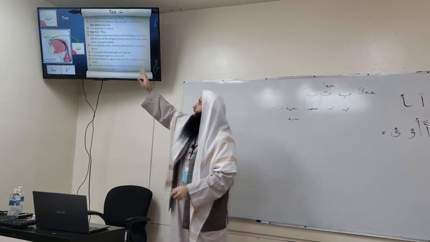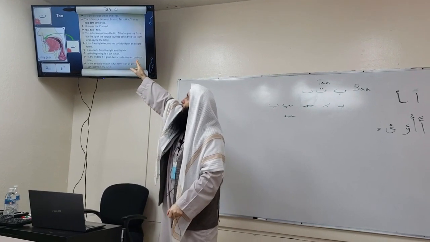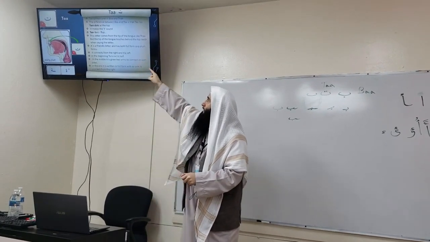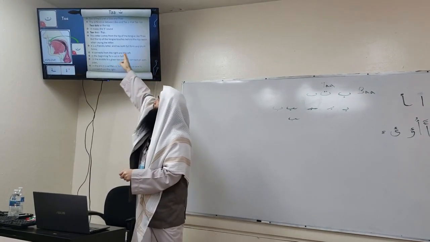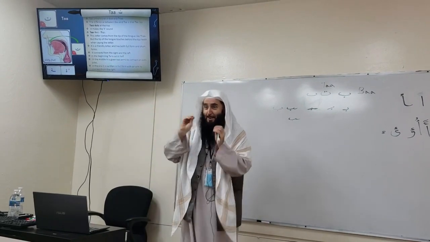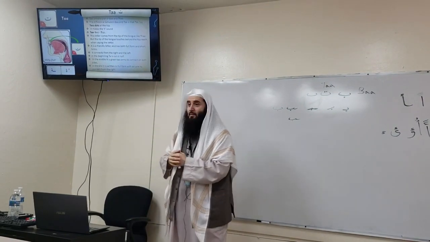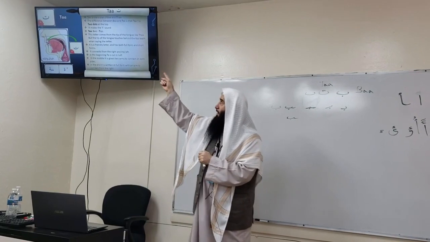Where is it coming from, Sheikh? This letter comes from where? Number 3. Ta, two top. I told you that's the thing. Where is it coming from? Ta, two top. Read the next one.